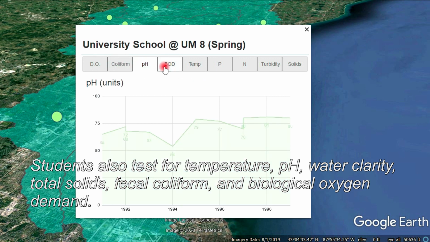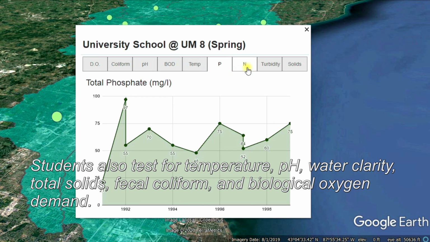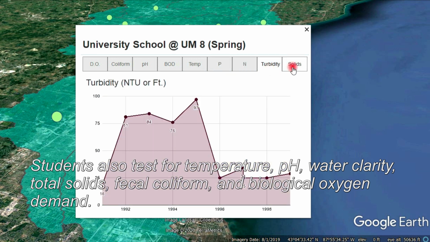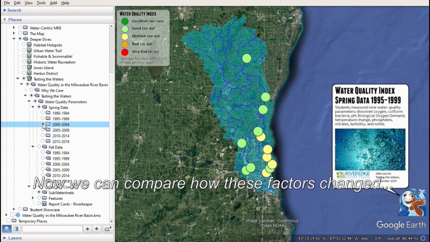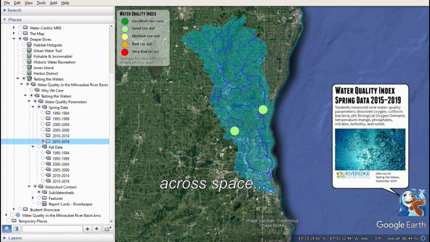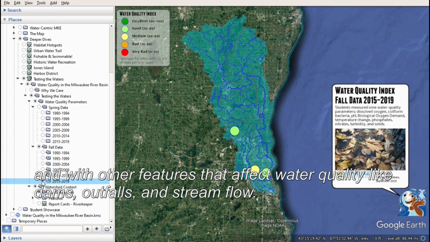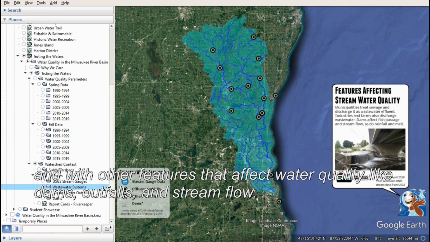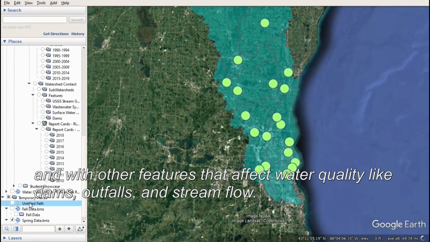pH, water clarity, total solids, fecal coliform, and biological oxygen demand. Now we can compare how these factors changed across space and time. By sharing student data through a map, we can also compare it with data collected across the watershed and with other features that affect water quality like dams, outfalls, and stream flow.